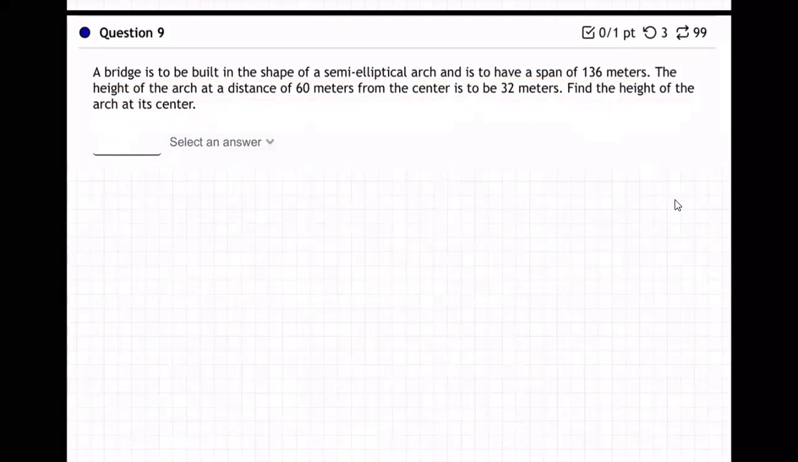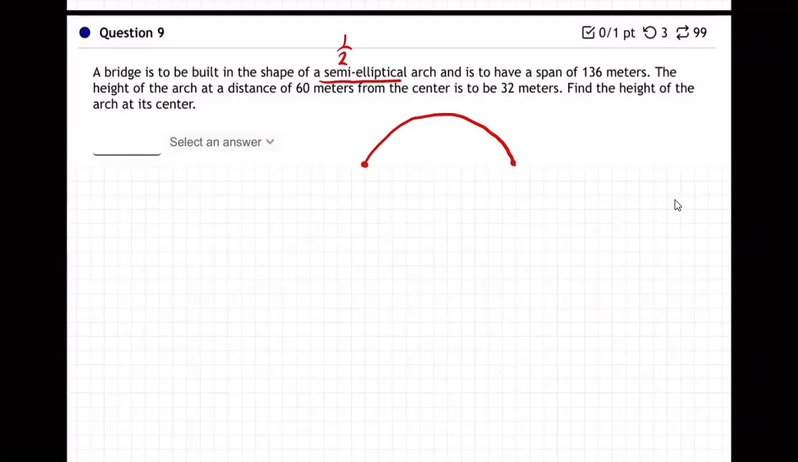So basically, let's think about this question for a second. What's a semi-elliptical arch? What's a semicircle? It's half a circle, right? Semi means half. So semi-elliptical arch means half an ellipse. So we're talking about something like that. So we got some kind of bridge that's half an ellipse. It's not half a circle, but it's half of an oval, half of an ellipse.